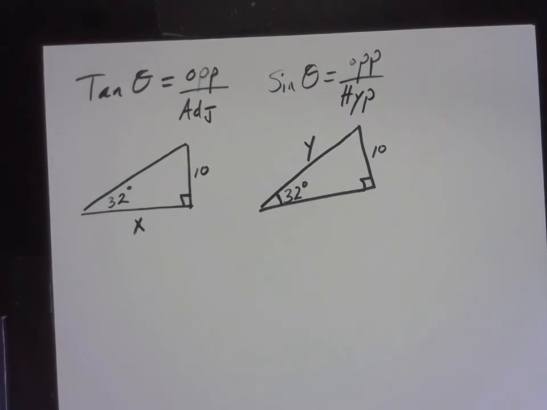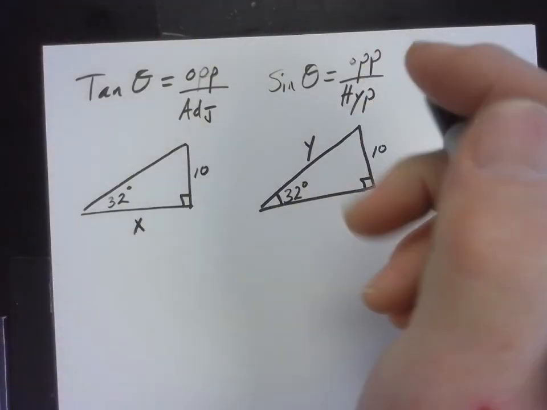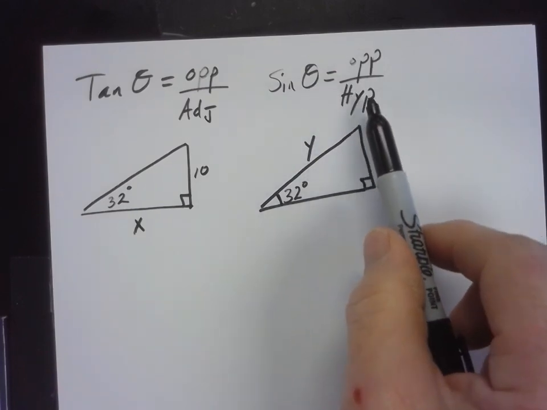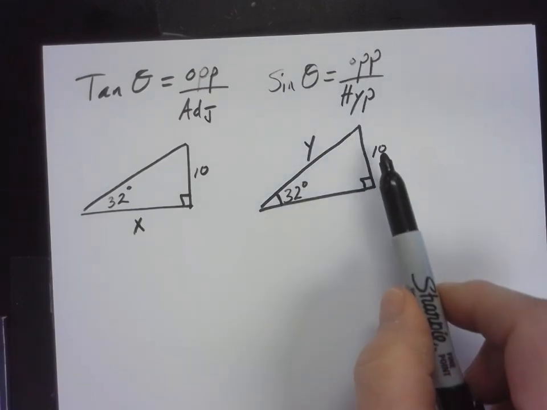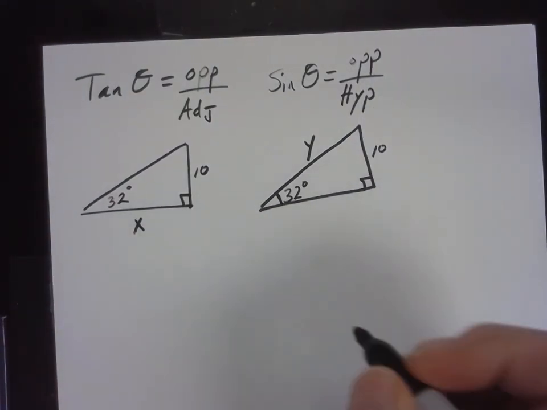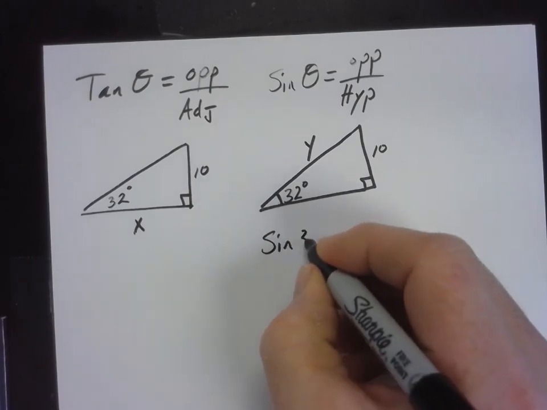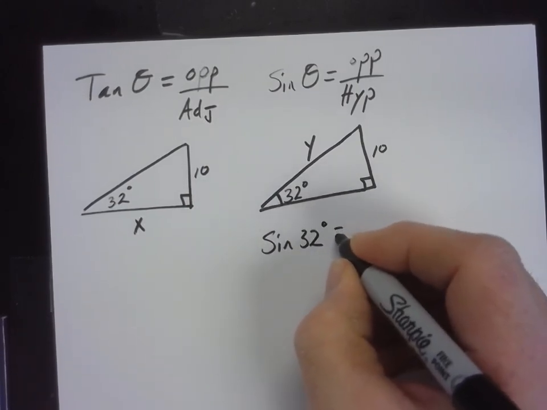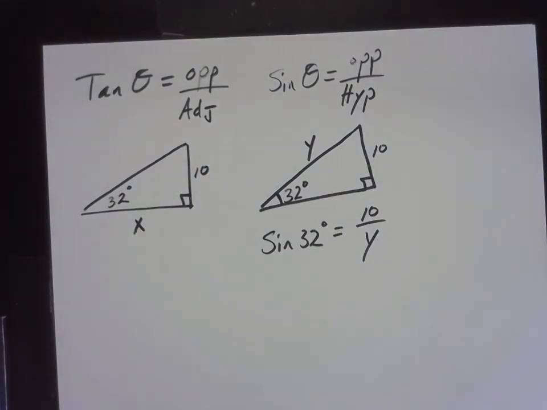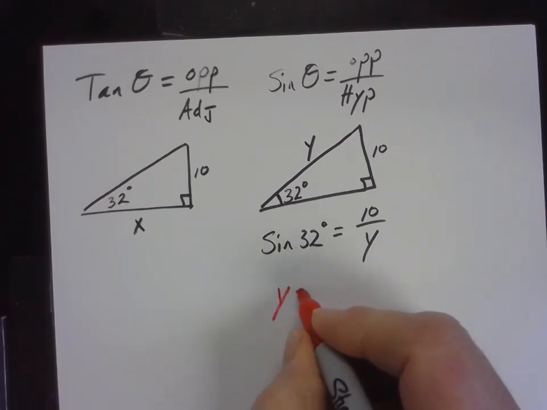Now, it works exactly the same as the tangent function. Okay? We solve it the same, everything's the same. We just have to understand that we got to use the sine function when we're talking about opposite and hypotenuse. So in this case, we would say, well, the sine of 32 degrees is equal to 10 over y, which we can solve, can't we? Can we solve this for y? Okay. What does y equal then?